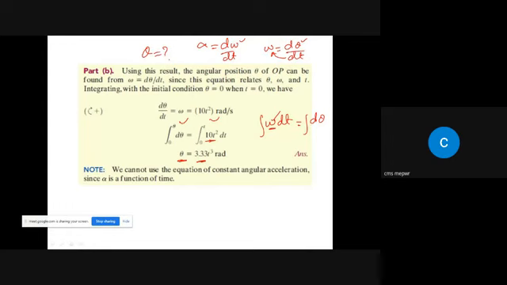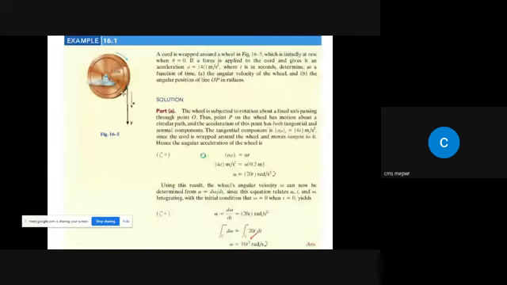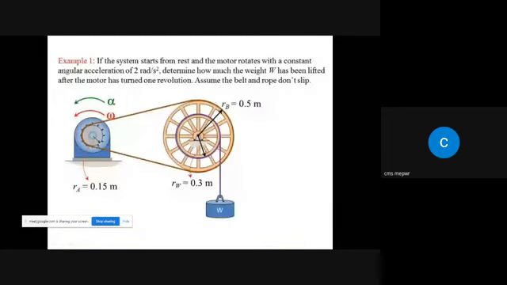Okay, now let's look at this example. If the system starts from rest and the motor rotates with a constant angular acceleration of 2 radian per second square, so the system was initially at rest, and this was basically the motor. This is the motor. It is rotating this wheel, and it is having an angular acceleration of 2 radian per second.